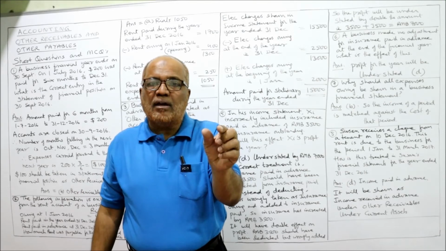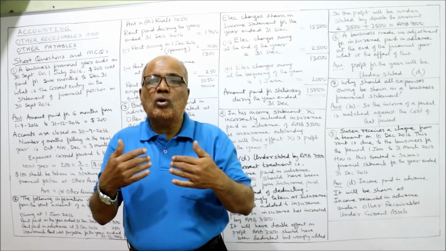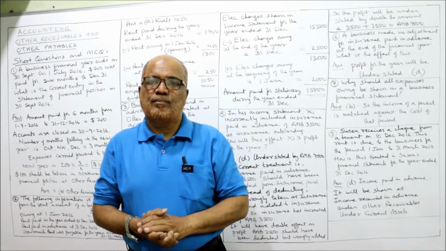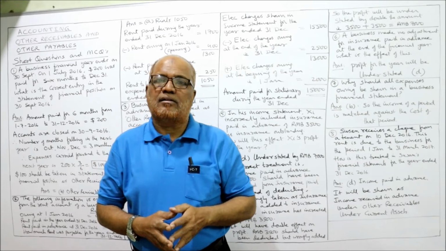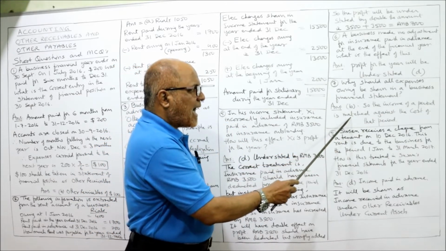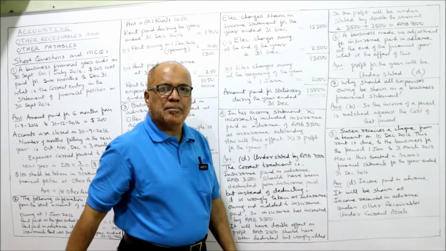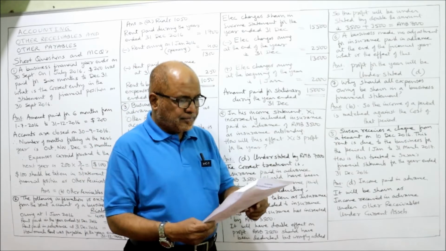So these expenses owing will be shown in the financial statements to follow the accrual concept of matching the income with the cost of the period. So the answer is B. The income of a period is matched against the cost of that period. B is correct. Next, the 8th problem.